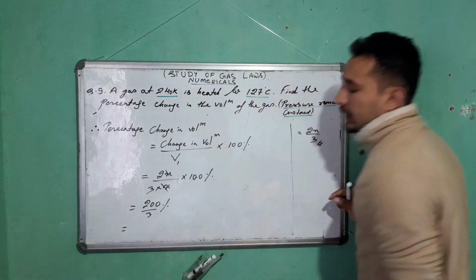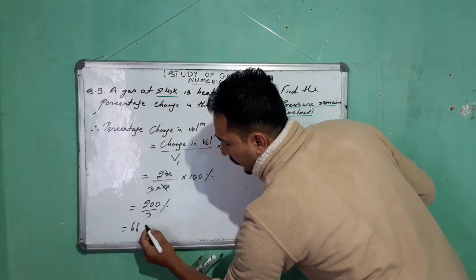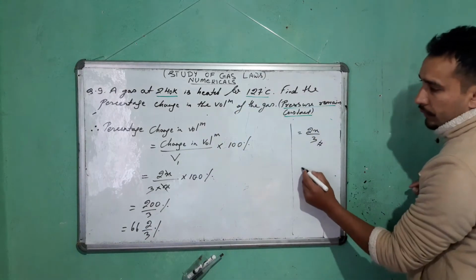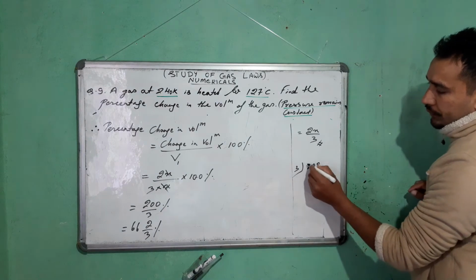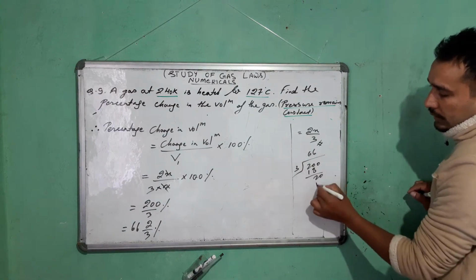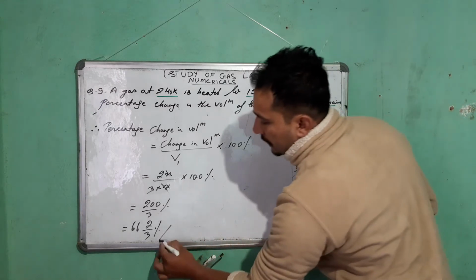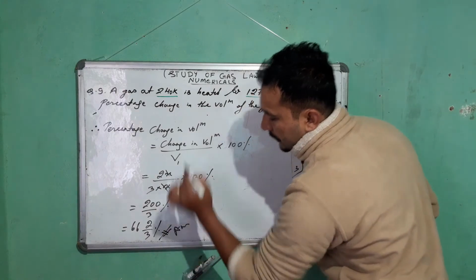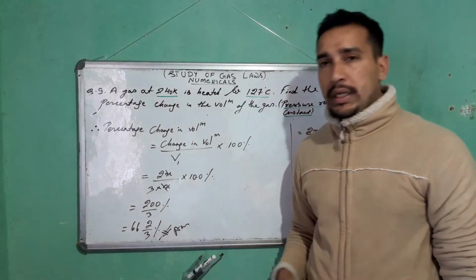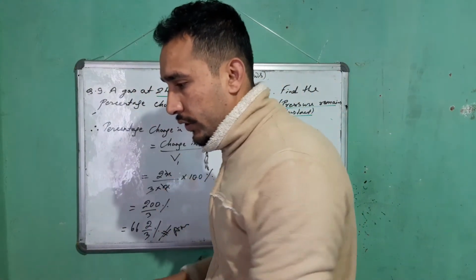200 divided by 3: let me check. 3 into 200, 3 6s are 18, 2, so 66 2 by 3%. So this is your answer. The percentage change in volume is 66 2 by 3%. In this way you have to solve this question.